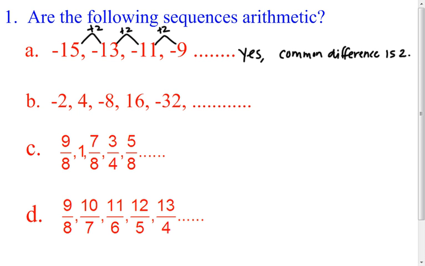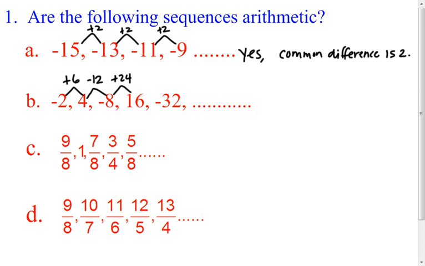In the next one, to get from negative 2 to 4, and again, you're looking at what you're adding or subtracting each time if it's arithmetic. So negative 2 to 4 would be to add 6. 4 to negative 8 would be to subtract 12. Negative 8 to positive 16 would be to add 24. So I am not adding or subtracting the same number each time.